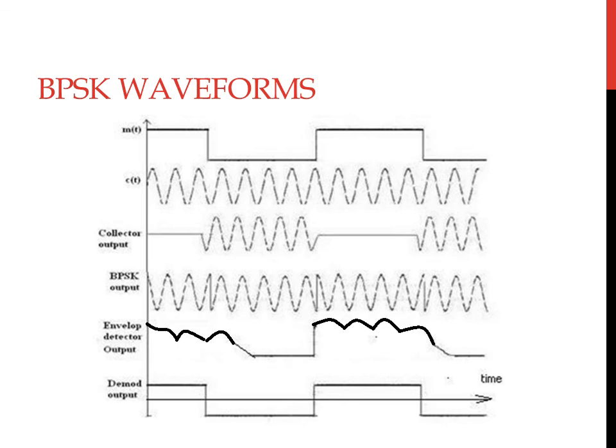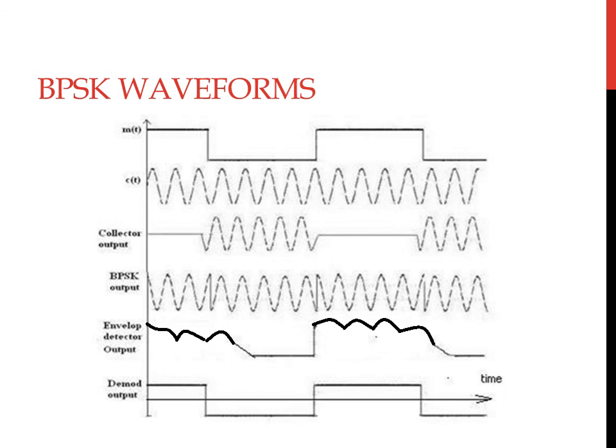The BPSK output voltage that we have obtained mathematically is minus 1.5 volt. This negative sign indicates that the output voltage is inverted with respect to the carrier C of t. Also, it is to be noted that whenever there is a transition from plus M of t to minus M of t, the phase of the carrier changes. Hence the name binary phase shift keying.